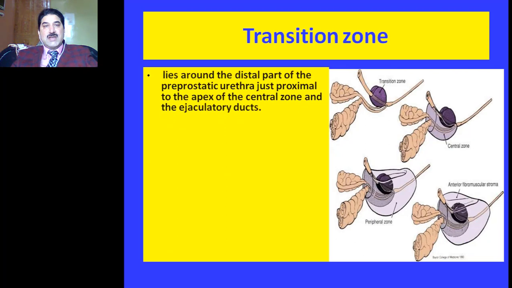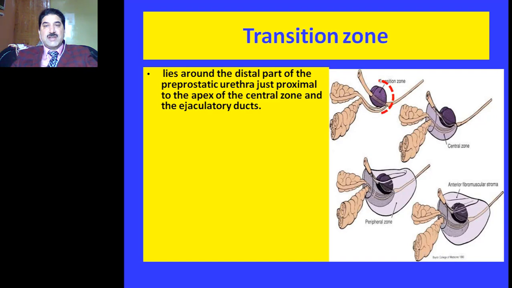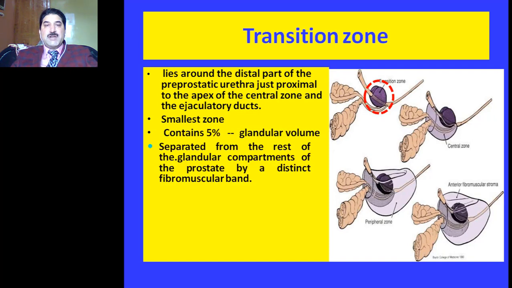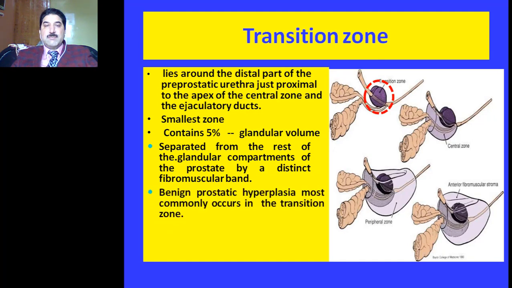Transition zone: it lies around the distal part of the preprostatic urethra, as shown in this diagram. This is the smallest zone of the prostate, containing about 5% of glandular tissue by volume. It is separated from the rest of the glandular compartments of the prostate by distinct fibromuscular bands. Benign prostatic hyperplasia is most commonly seen in the transition zone.